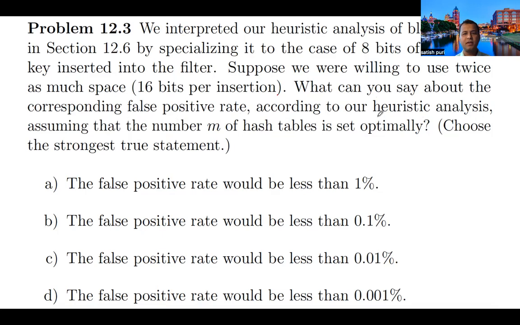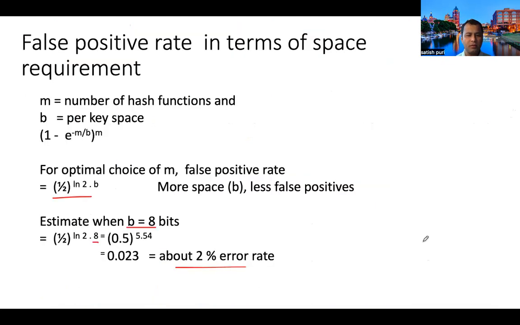This is called heuristic analysis because the uniform distribution of keys is an assumption. That's why it's not exact analysis, it's heuristic analysis, assuming that the number m of hash functions is set optimally. Here, calculus was used to get a relationship between m and b so that the function is minimized. Choose the strongest true statement. Is the false positive rate less than 1%, less than 0.1%, less than 0.01%, less than 0.001%?